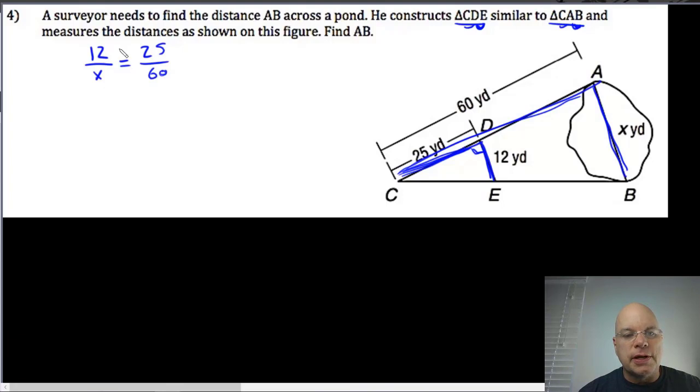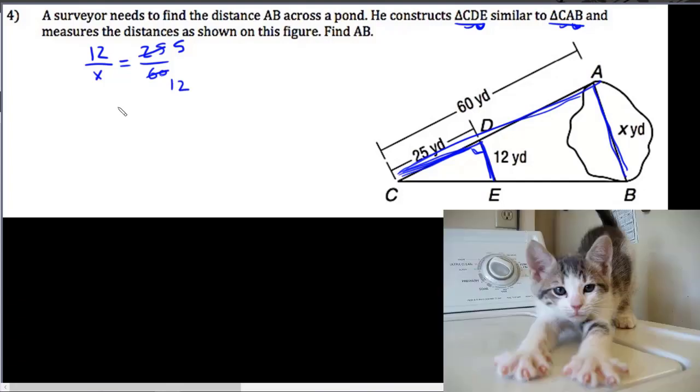This is pretty easy to solve even if we just go to a cross product equation, but there's an opportunity here on the right side of this proportion to simplify by factoring out a common factor of 5. 25 divided by 5 is 5. 60 divided by 5 is 12. I want you to try to solve for x from here, and then you can check your answer when you come back from the pause.